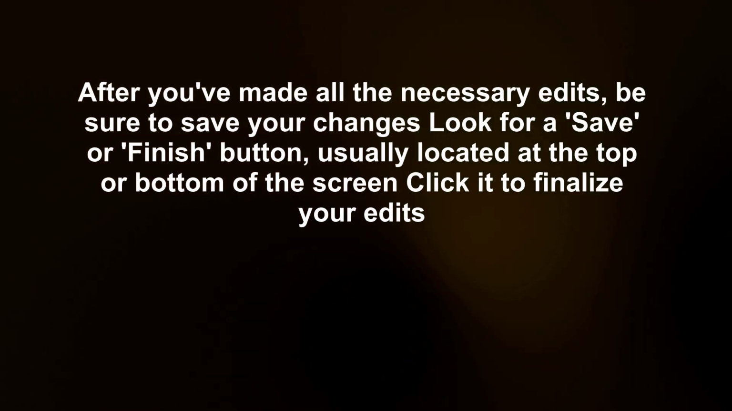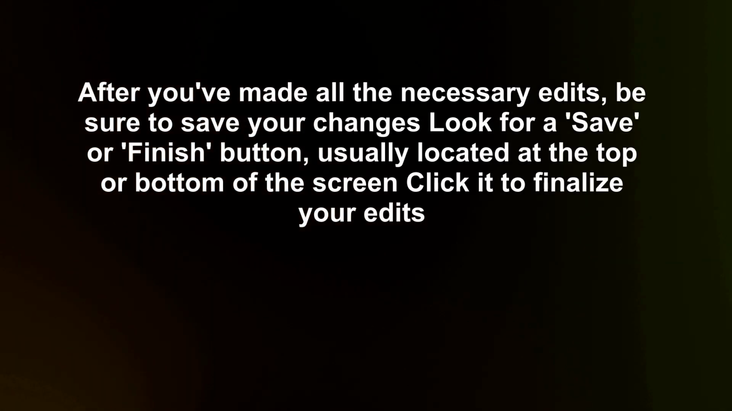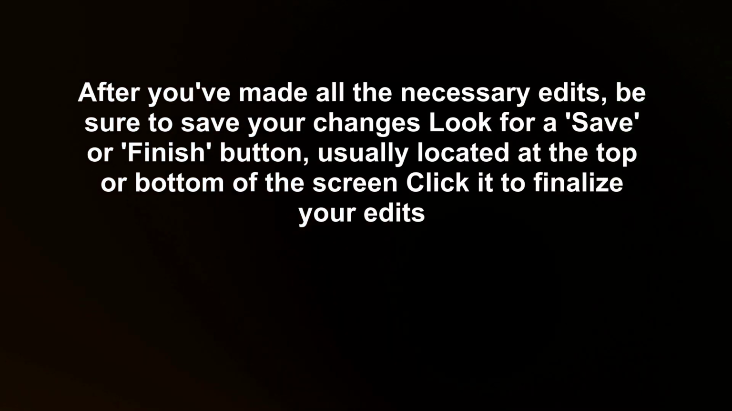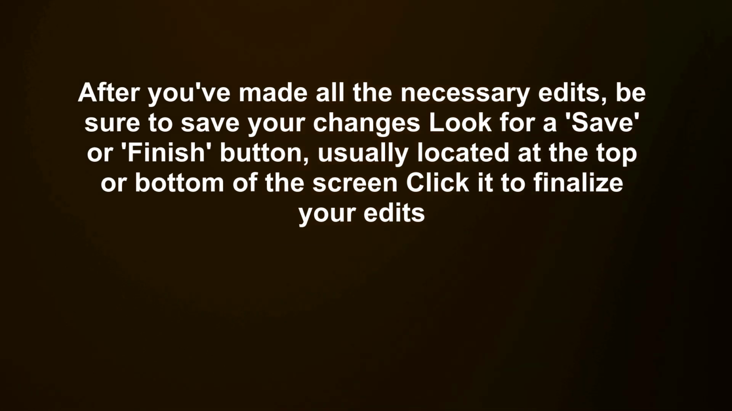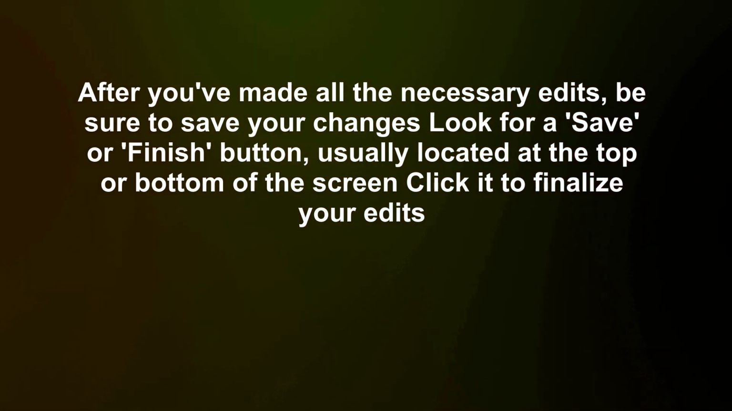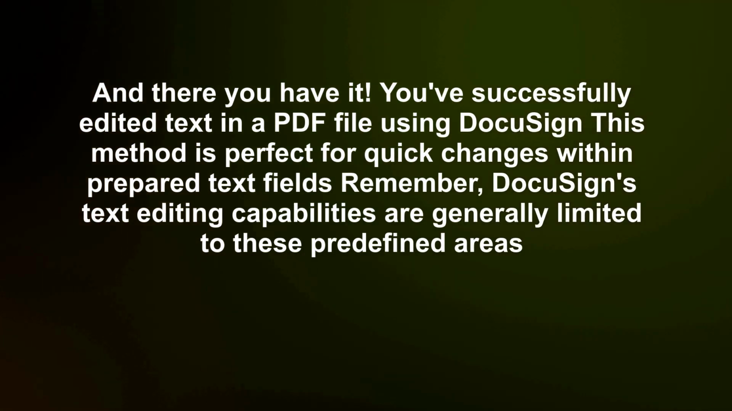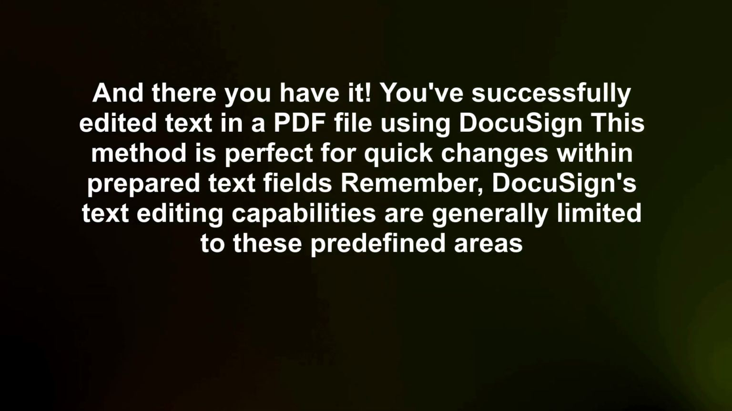After you've made all the necessary edits, be sure to save your changes. Look for a Save or Finish button, usually located at the top or bottom of the screen. Click it to finalize your edits. And there you have it. You've successfully edited text in a PDF file using Docusign.